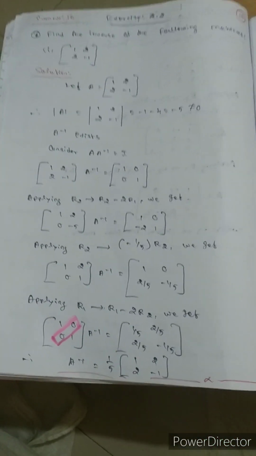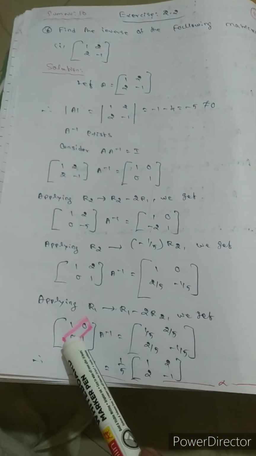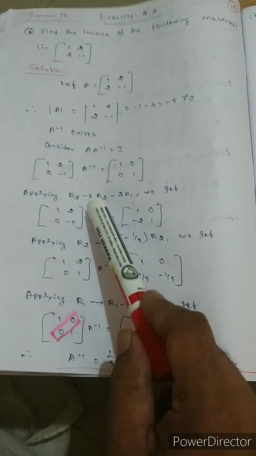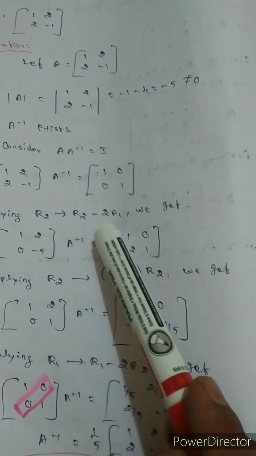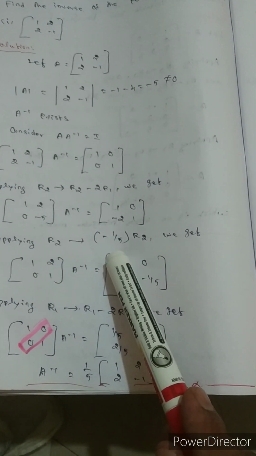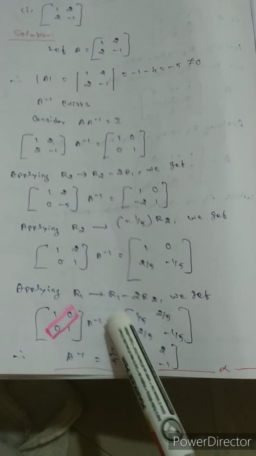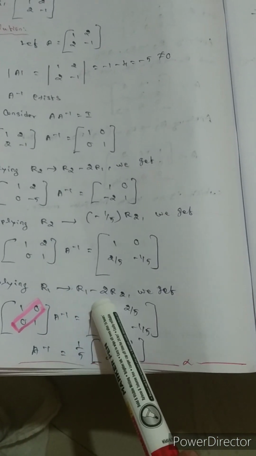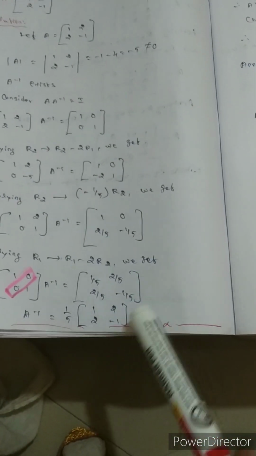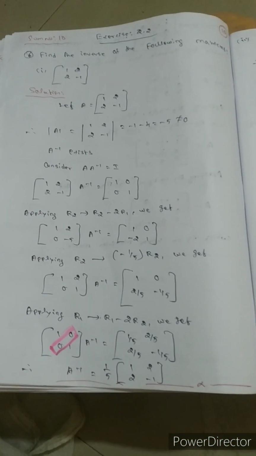And the sum number 10, the same like that. Our target value 0 0, up to that we are changing the values R2 and R1. R2 gives R2 minus 2 R1. First 0 we got, and R2 gives minus 1 by 5 R2. The same way we are applying R1 gives R1 minus 2 R2. We are finding the diagonal 0 0. So we are finding the answer. Sum number 10.